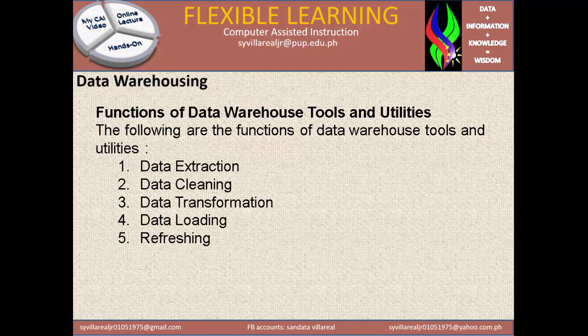The first one, we have data extraction. Second, we have data cleaning. Third, we have data transformation. Fourth, we have data loading. And five, refreshing. Now, as you noticed in our previous discussion, there's what you call ETL, okay, that connects the sources to the data warehouse. And that ETL is also included in the functions because E stands for extraction, T for transformation, and L for loading. So that is what you call the ETL.